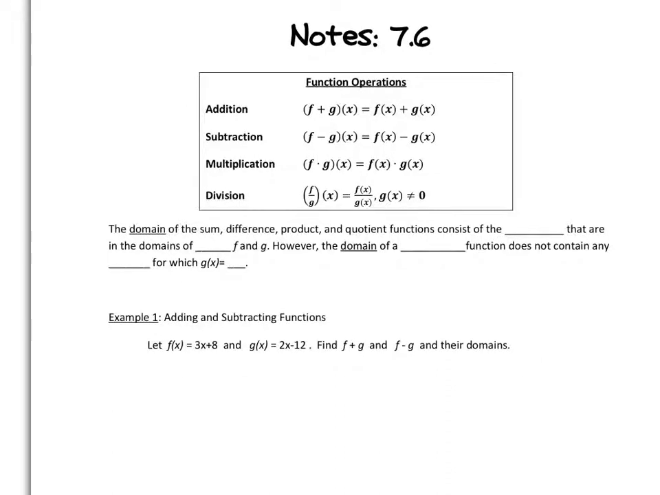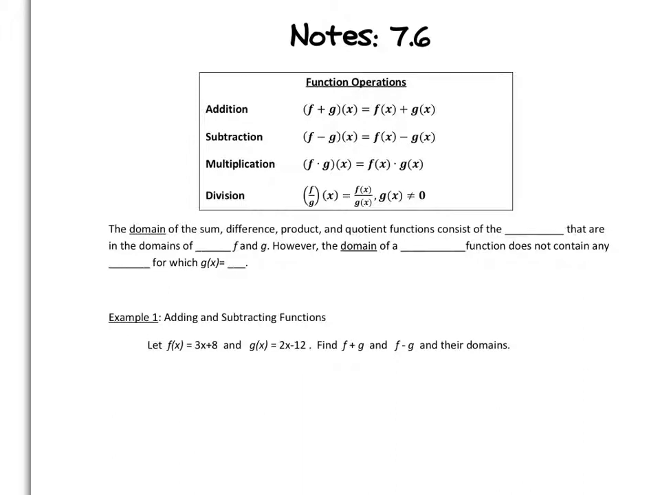You get to take a break from radicals for at least today. I don't really remember what 7.7 or 7.8 is yet. But for now, for 7.6, you get to take a break from radicals. And what we're doing is putting functions together.